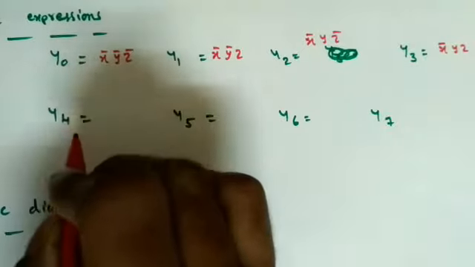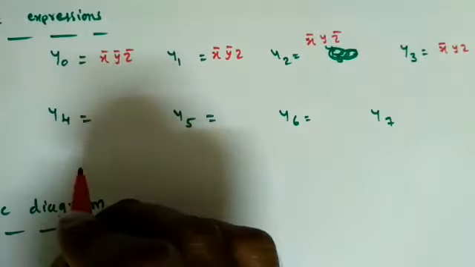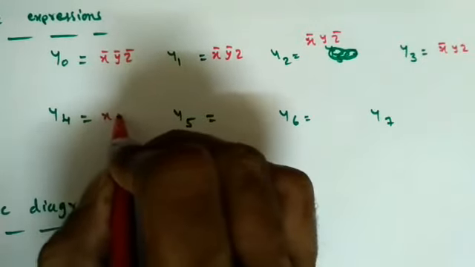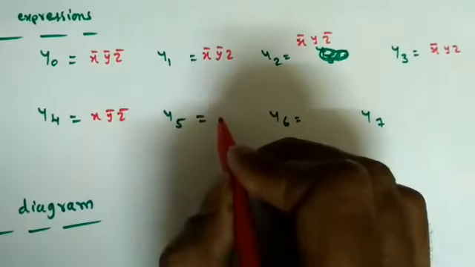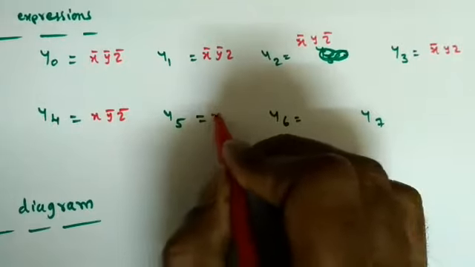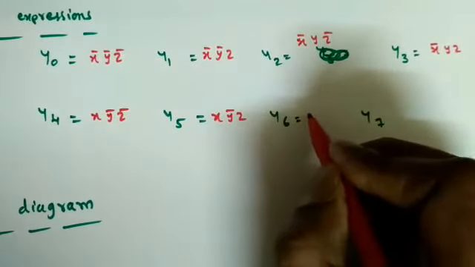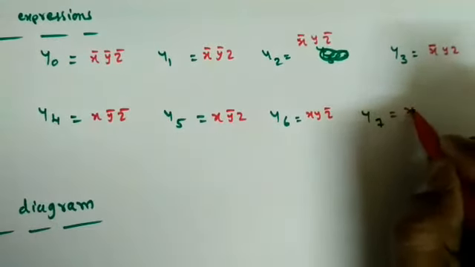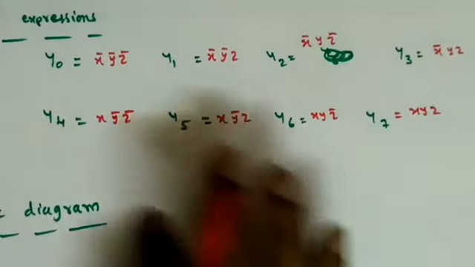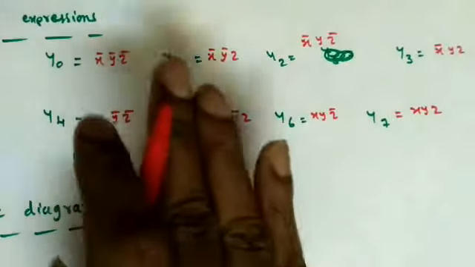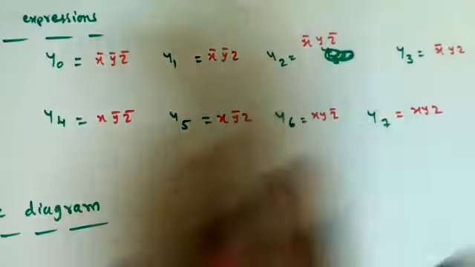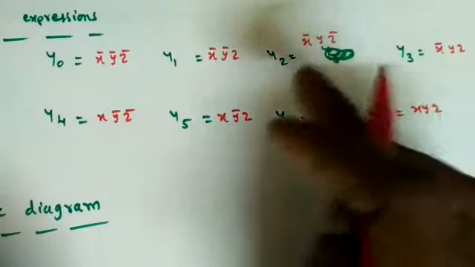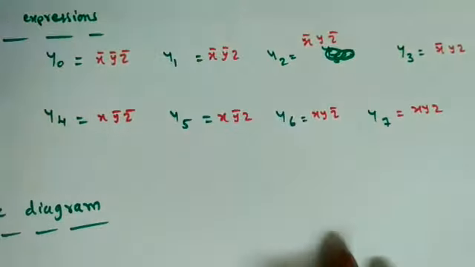See the subscript and the corresponding binary number. 4 means 100, so that is X, Y bar, Z bar. 5 means 101, so that is X, Y bar, Z. 6 means 110, so X, Y, Z bar. 7 means 111, so simply X, Y, Z. That's it. In a decoder, we will get output functions as all the corresponding min terms. There is no other option. We will not get X plus Y into Z or something. We'll get directly the min terms in a decoder.